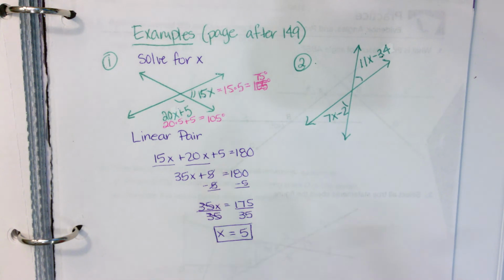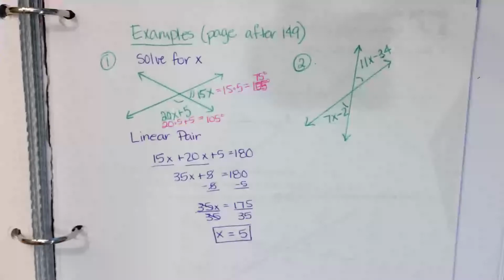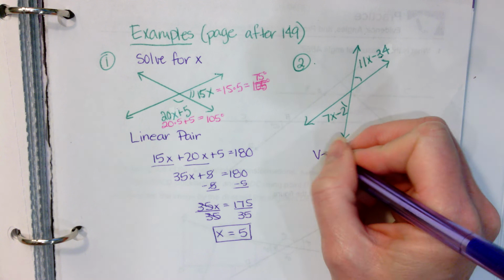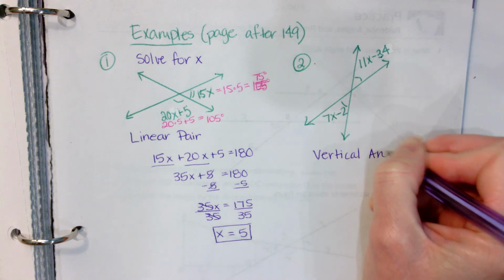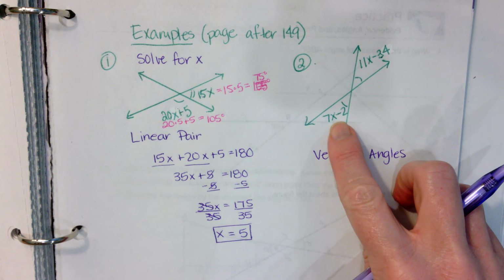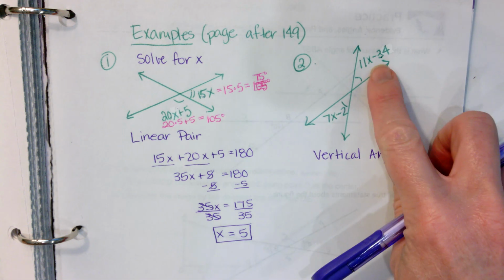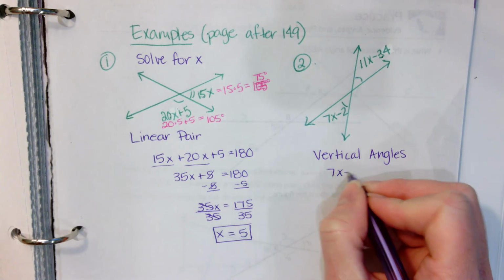Let's take a look at this example. This example is an example of vertical angles. These two are directly across from each other when two lines intersect, so I know that they are congruent. I know they are equal to each other. I know that 7x minus 2 must be the same measure as 11x minus 34. So let's set them equal to each other if they are congruent to each other.